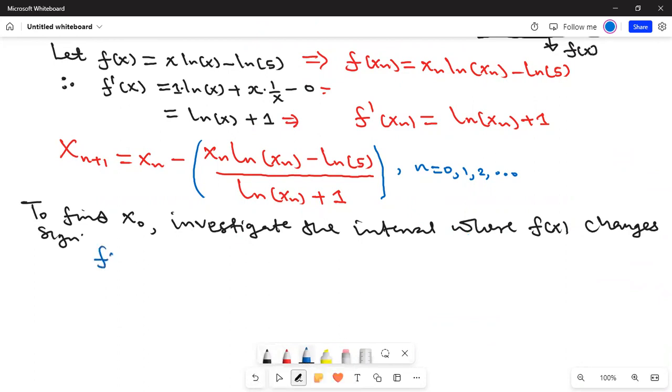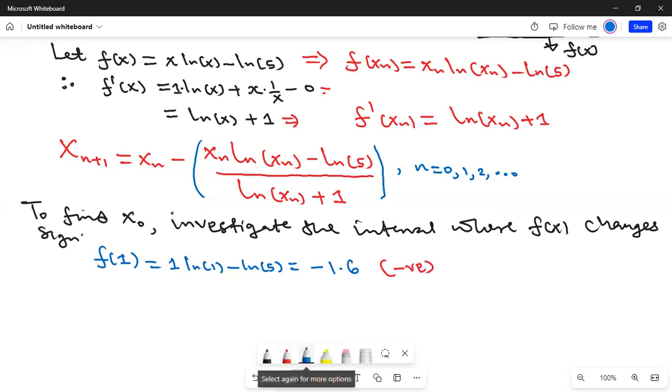Let's say we start with f of 0. Can 0 work? We don't have ln 0, so I can't start with 0 because that will give us infinity. Let's start with 1. F of 1 will be equal to 1 times ln 1 minus ln 5. When I press this in my calculator, I'm going to get f of 1 to be negative 1.6. I just need the signs. I don't need to write so many numbers. And the sign here is negative.